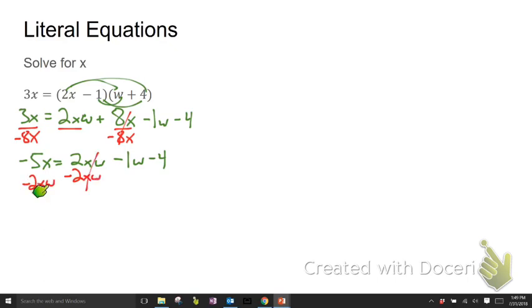Keep in mind, those are not like terms. I can't combine them yet because that has the w on it. So I have negative 5x minus 2xw equals negative 1w minus 4. Now, we're to where we were at the last problem. I've got an x in both my terms. I'm going to factor that x out to the front. It's like I'm undistributing that x.